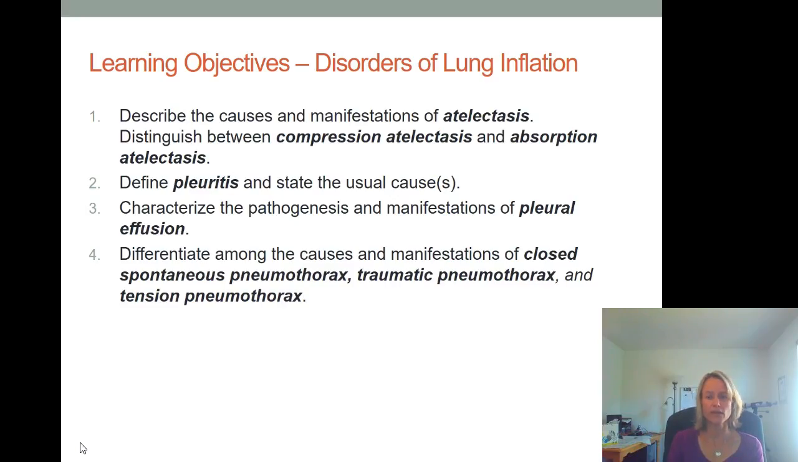Okay, so now we're going to talk about disorders of lung inflation, including atelectasis and pneumothorax.